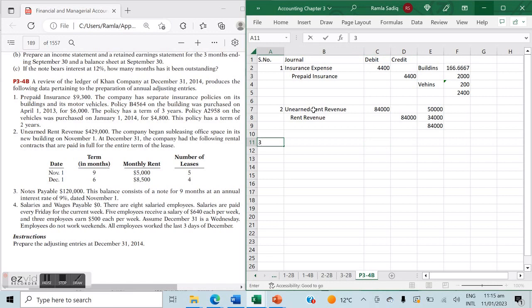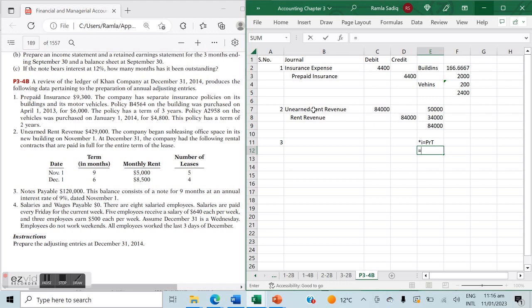Okay, now let's move on to the third. In the third entry, notes payable of $120,000. This balance consists of a note for 9 months at an annual interest rate of 9% dated November 1st. Now, whenever we have a notes payable, that means that we're going to be adjusting for the interest. And we already know that interest, according to our formula, is equal to PRT, right? Now, based on this, we want to calculate the total amount of interest that we owe at the end of this particular time period. And because we got this note on November 1st, that time factor is critical.